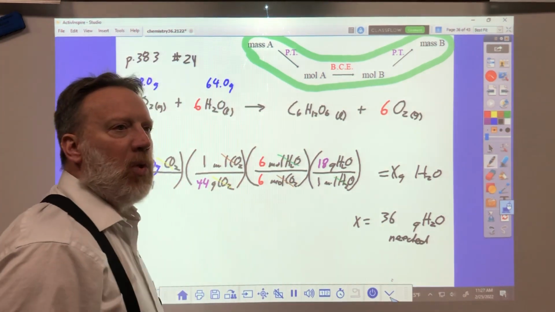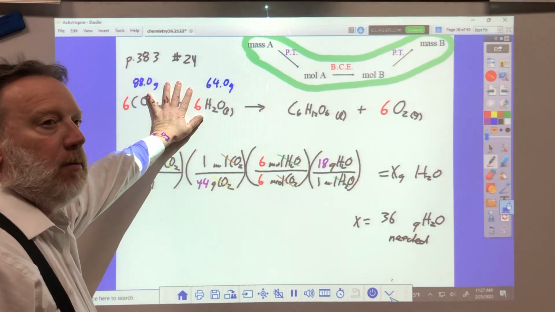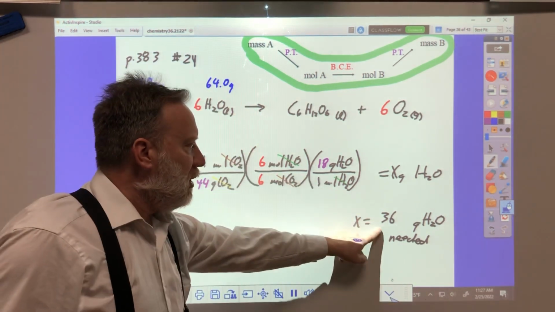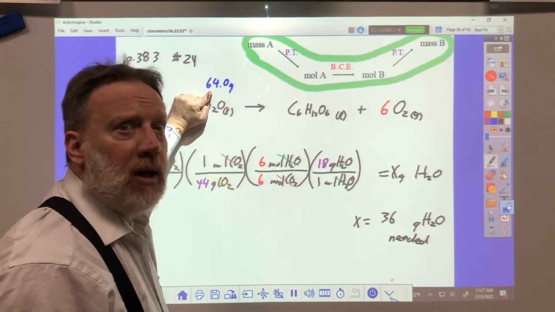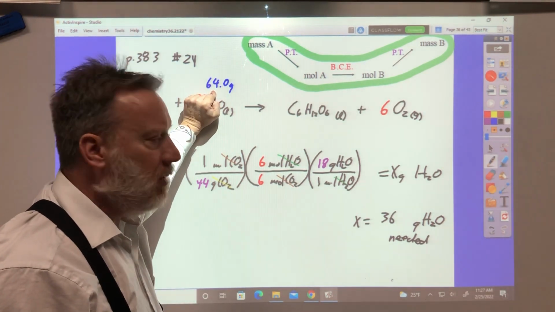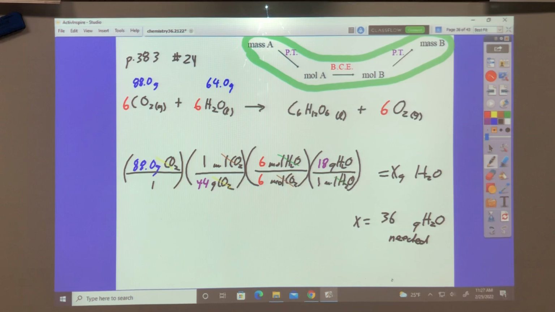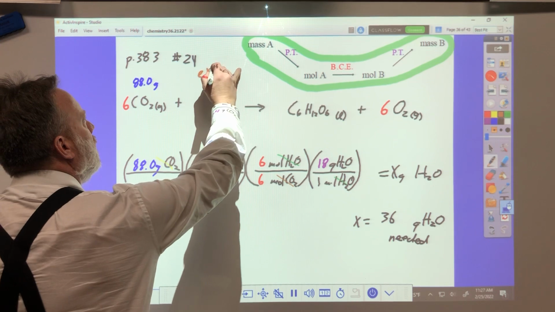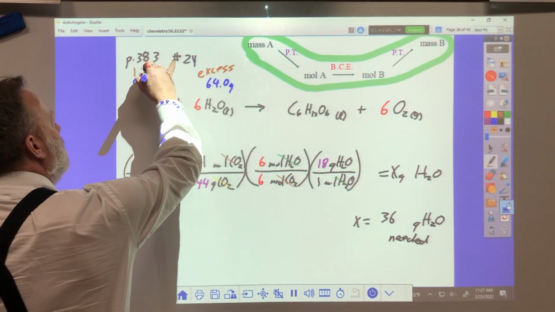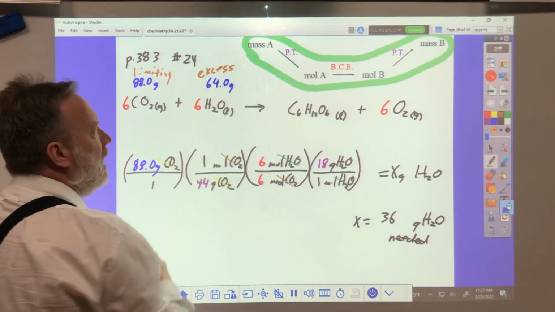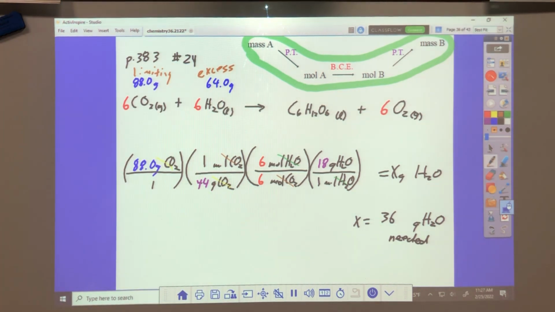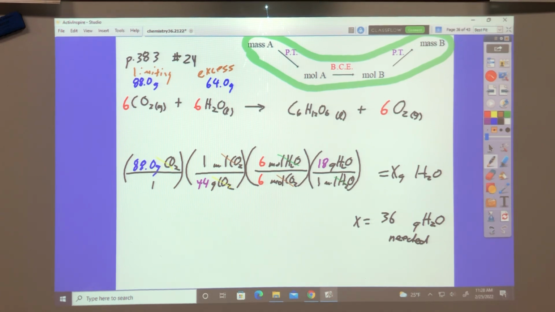Now, which one is excess and which one is limiting? If we need 36 grams of water, we've got 64. Is that limiting or excess? About half the time students pick the wrong answer. If we need 36 grams and we have 64, this is excess. Label it. Therefore, this one is limiting. Now, just in case I made a mistake, let me check that. And I have B limiting, CO2; H2O is excess.